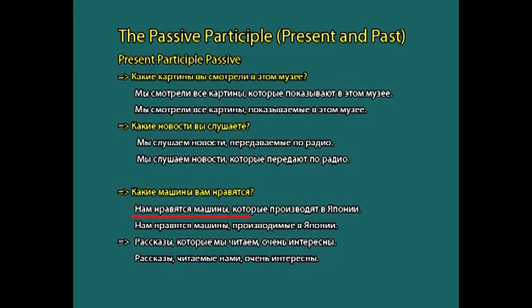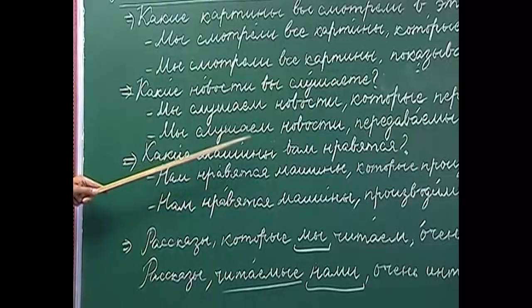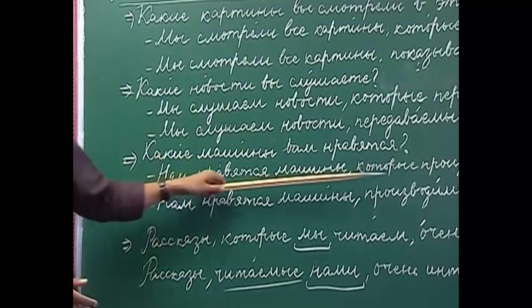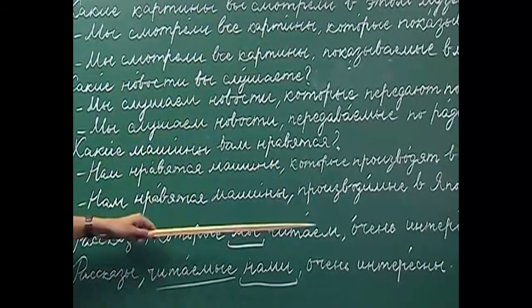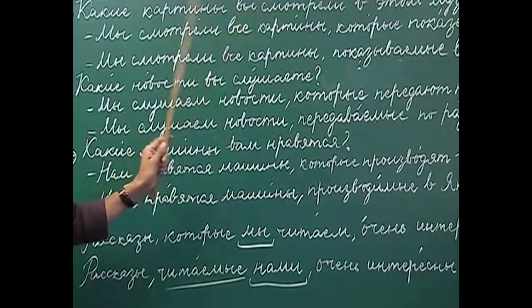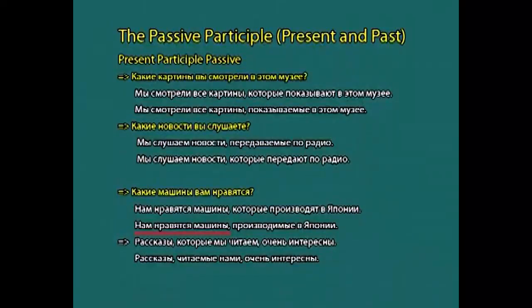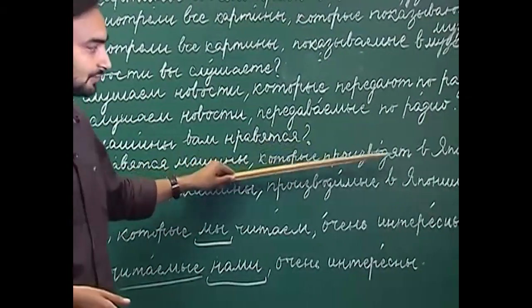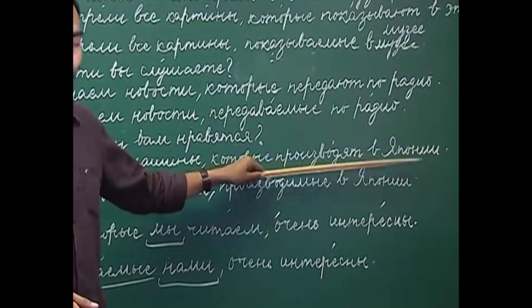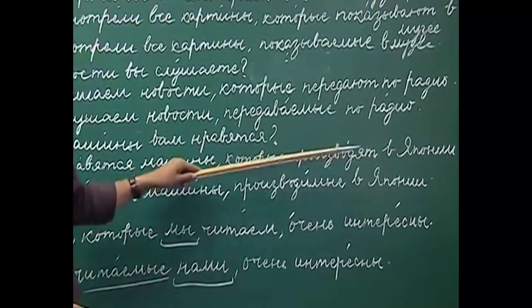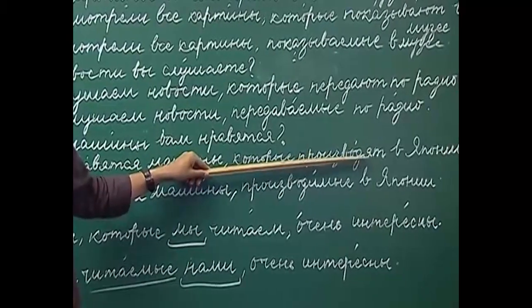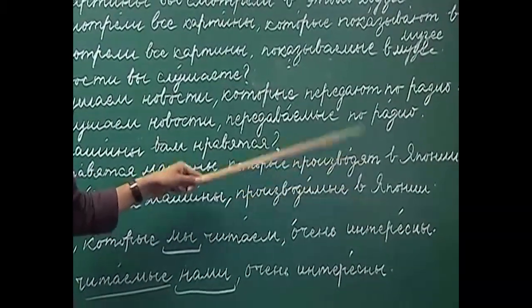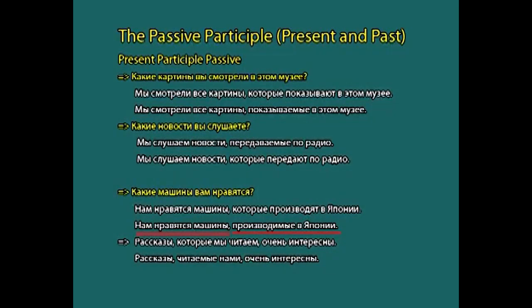So, which cars do you like? So, here again we will try to answer it with a complex sentence using katori and then using the present participle passive. Нам нравятся машины, которые производят в Японии. So, we like the cars which are produced in Japan. Japonia is Japan. So, here we are using the verb производить is to produce. So, which are being produced in Japan.